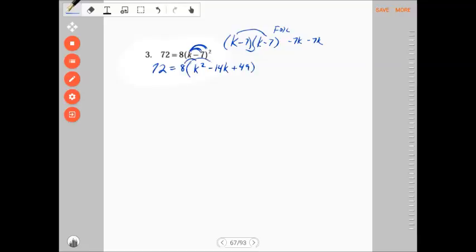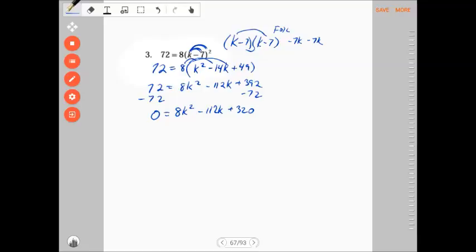After we do that, the 8 distributes through. So 72 equals 8k squared, and then 14 times 8 is 112, so minus 112k, and then 49 times 8 is 392, so plus 392. Then minus 72 on both sides. So 0 equals 8k squared minus 112k. 392 minus 72 is 320, so plus 320. Now if we have a quick look here, 112 is divisible by 8, and 320 will also be divisible by 8.